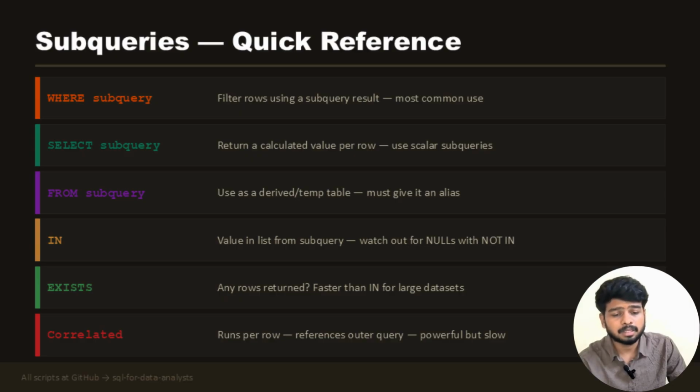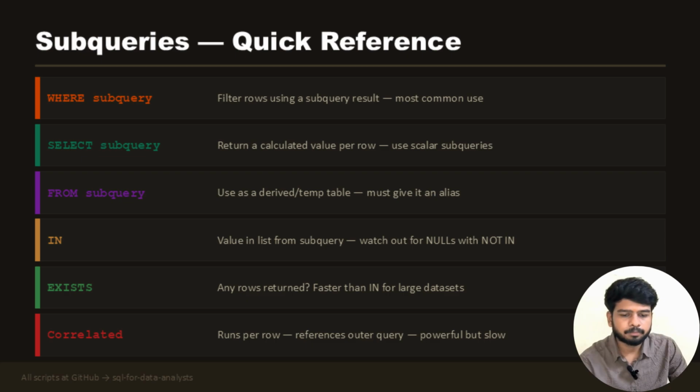The things to remember: in the value list of a subquery, watch out for null with NOT IN. That's the important thing. EXISTS returns true on any row and it is faster on larger data sets. I suggest using EXISTS most of the time. NOT EXISTS is a safer alternative to NOT IN. NOT IN makes a trap for the code. Don't use it; mostly use NOT EXISTS. Last one is correlated: it references the outer query, runs per row, powerful but slower. I just told you how, right?